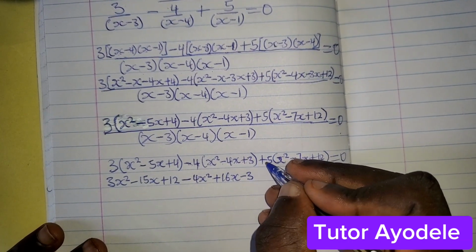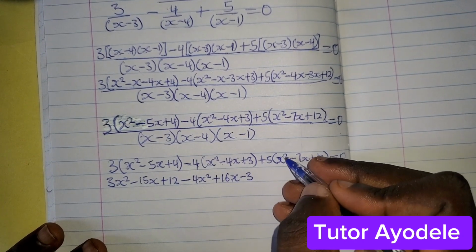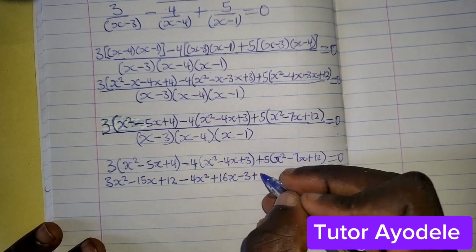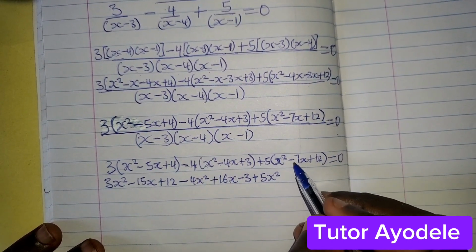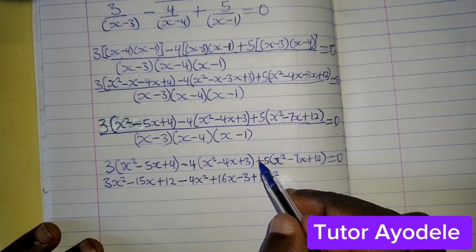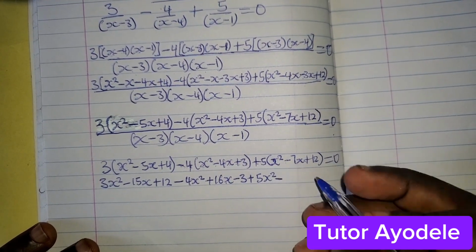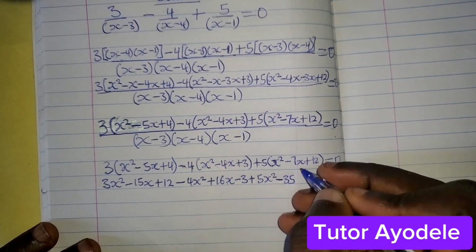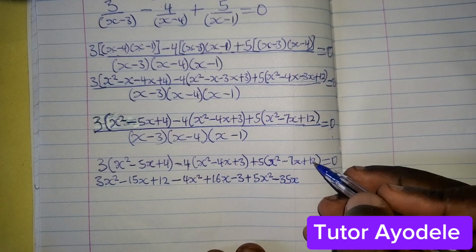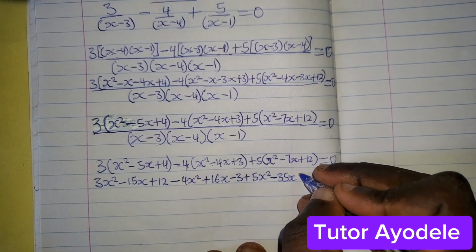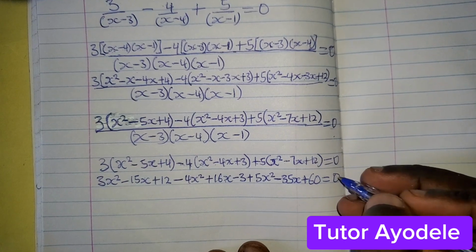Okay, next thing is plus 5 times x squared to give me what? Plus 5x squared. Plus 5 times minus 7. Of course, you know that plus times minus will still give me minus. 5 times 7 will give me what? 35. Then I'll put this x there. Okay, so plus 5 times plus 12, that is 5 times 12. That will give me what? 60. Everything equals to 0.